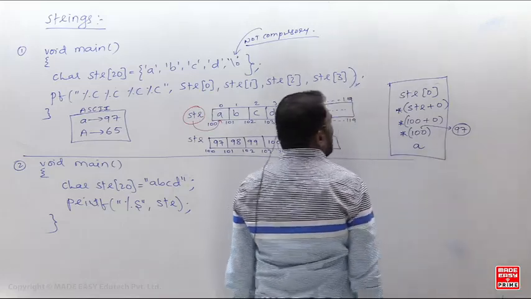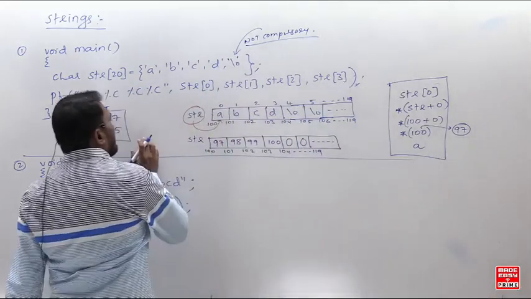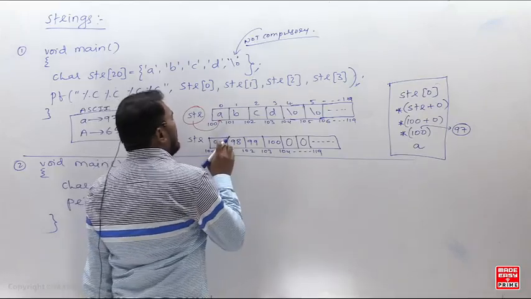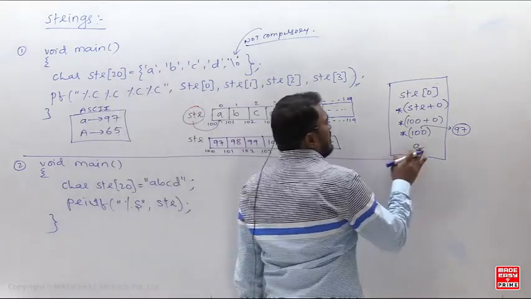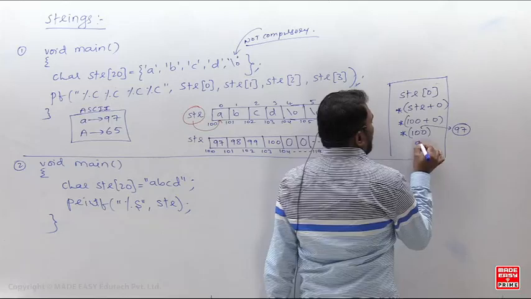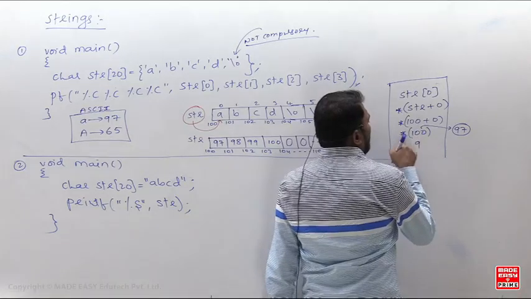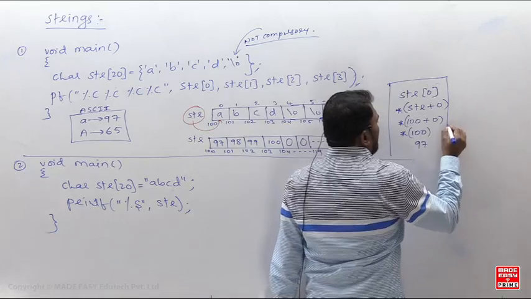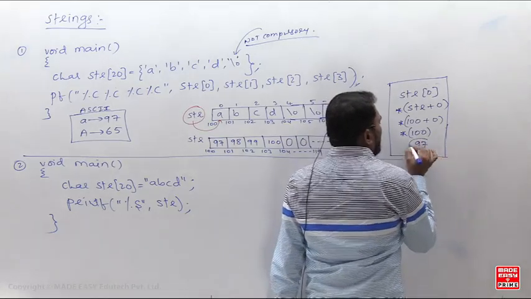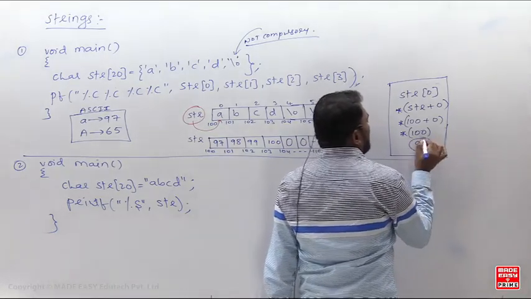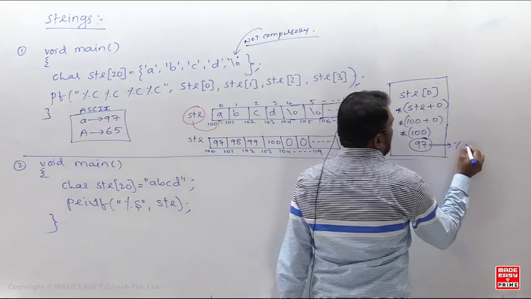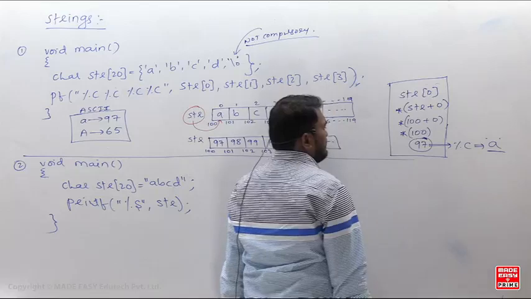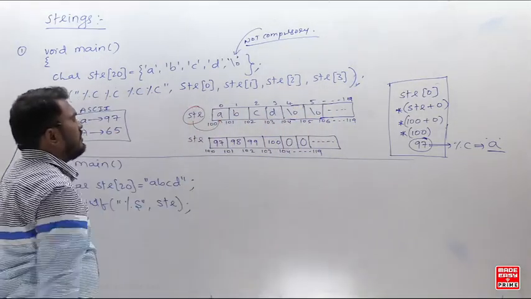Is that clear? So %c should be given what? It should be given an ASCII value. So what is the ASCII value? It will be 97. If you want, I will write it here. The value at the location 100 is the ASCII value 97. This 97 is provided to %c, and it will print the character A. Write that carefully.